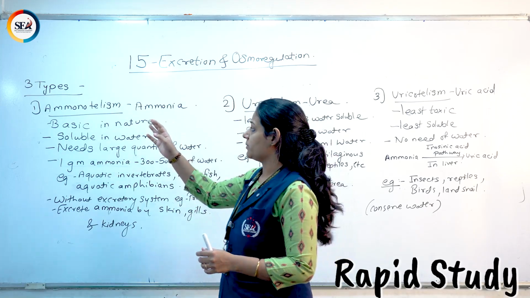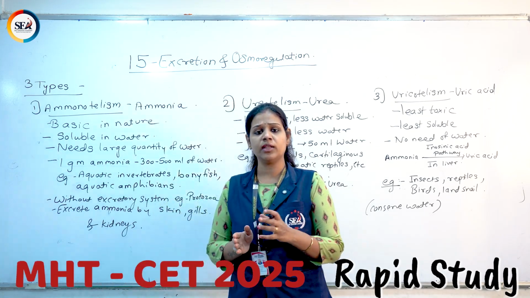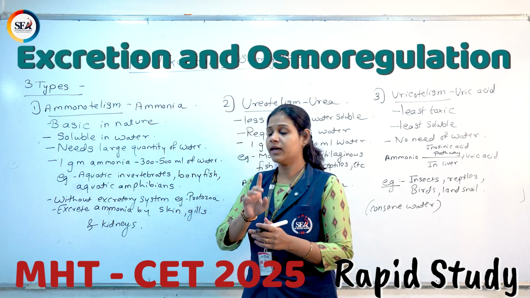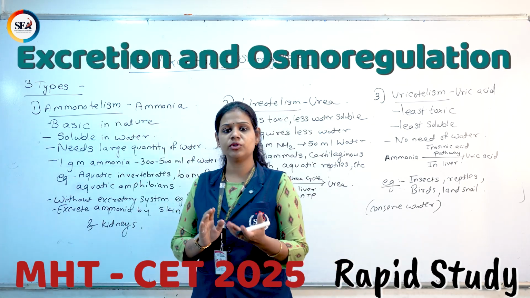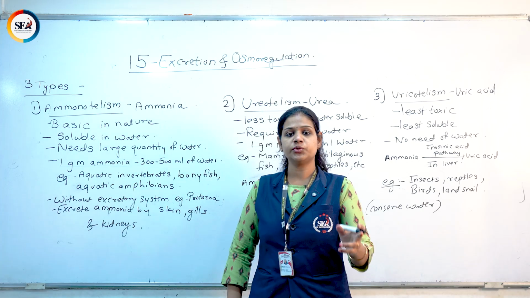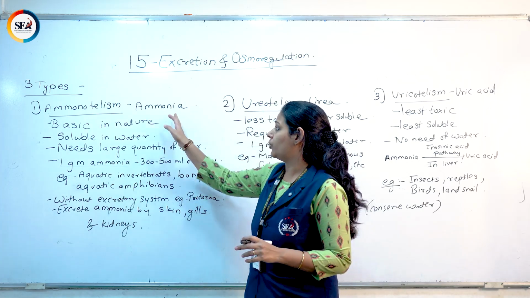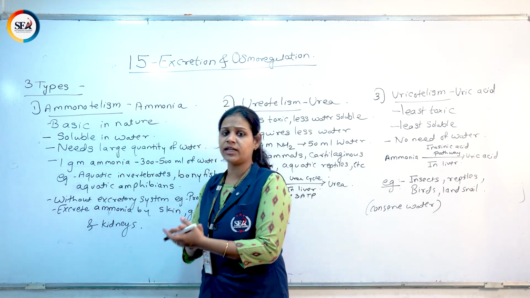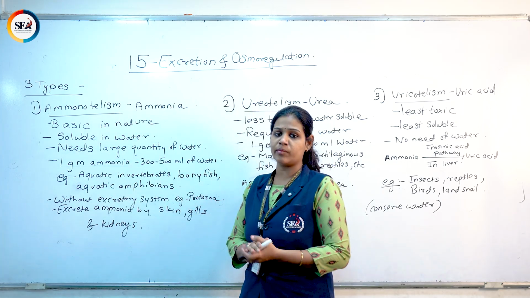There are a total of 3 types of excretion that take place, depending on the availability of water and also the waste product which is eliminated. First is ammonotelism. What is ammonotelism? When the nitrogenous waste is excreted in the form of ammonia, the process is called ammonotelism, and the animals which excrete ammonia are called ammonotelic animals.